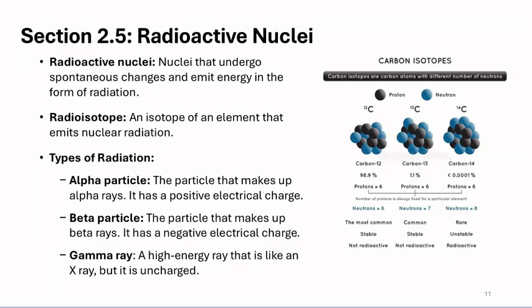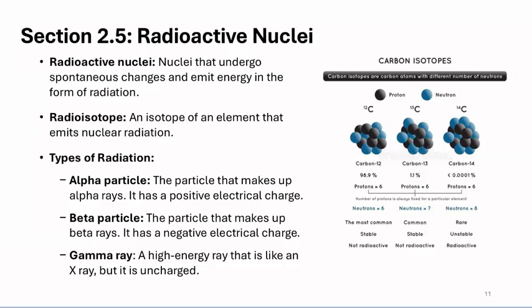Carbon has different isotopes, which include carbon-12, carbon-13, and carbon-14. As we can observe, carbon-12 is stable, carbon-13 is also stable, but carbon-14 is not only unstable, but is radioactive, which means that out of the carbon isotopes, carbon-14 is a radioisotope because it emits nuclear radiation. Carbon-14 has a radioactive nucleus, meaning that it can undergo spontaneous changes and emit energy in the form of radiation.